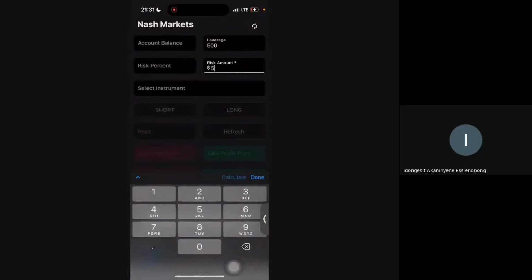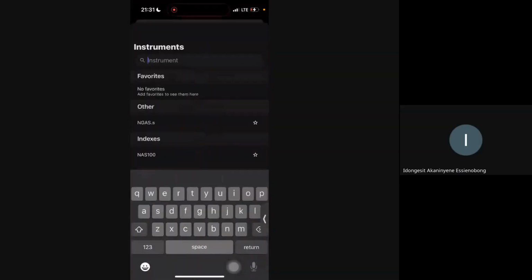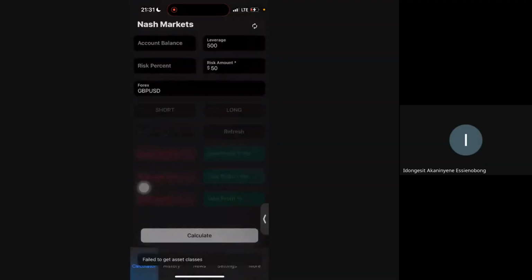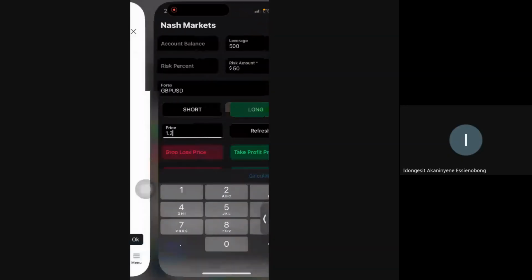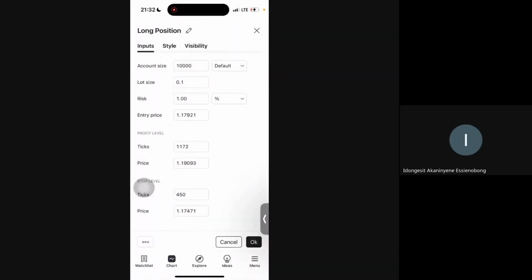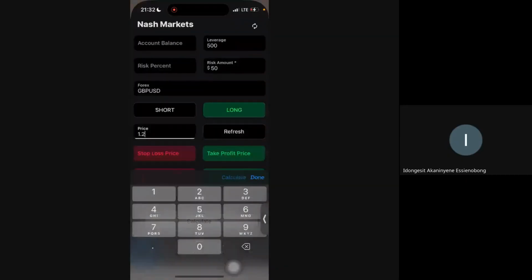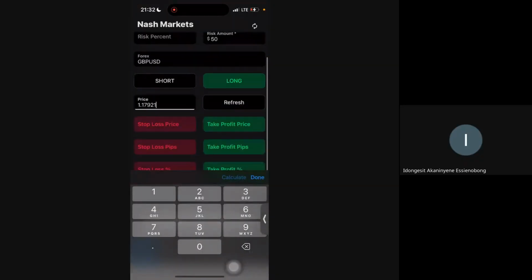Risk amount 50. Instrument GBP USD. I'm going long. Hold on. And my entry price is 1.7921, right? And my stop loss pips.